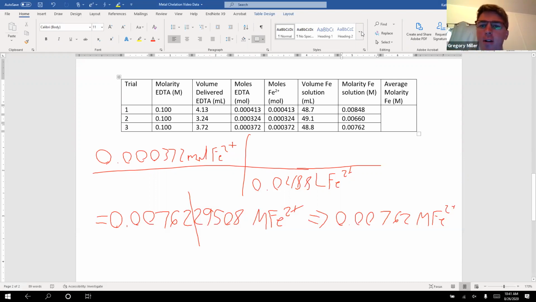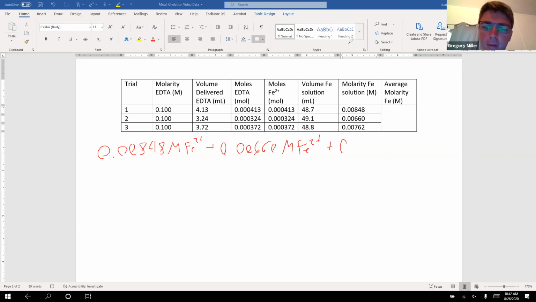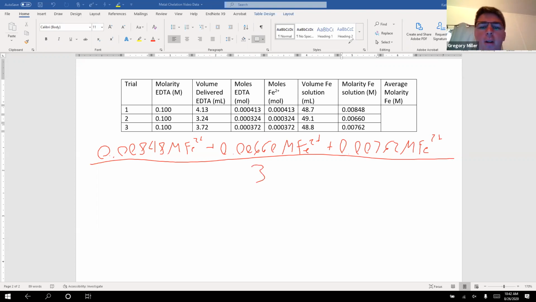The average molarity of iron should be a fairly straightforward calculation. You add up all of the values you have, and then divide by the number of values that you added, just like a normal mean or normal average. Even though it's not entirely necessary, I do still include the chemical labels. It's a good habit to get yourself into.